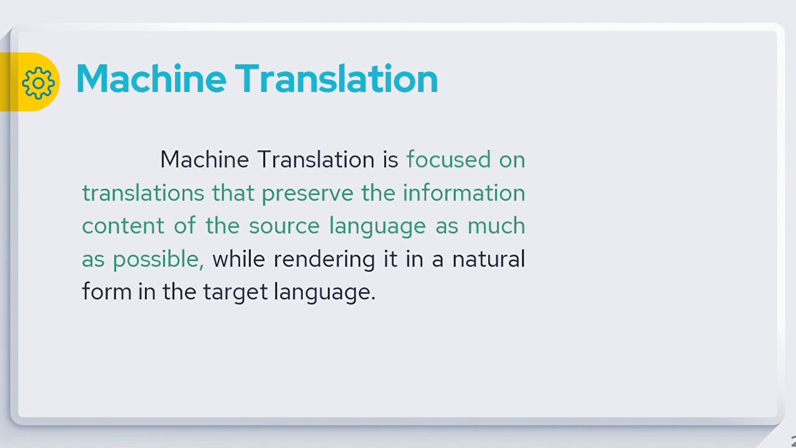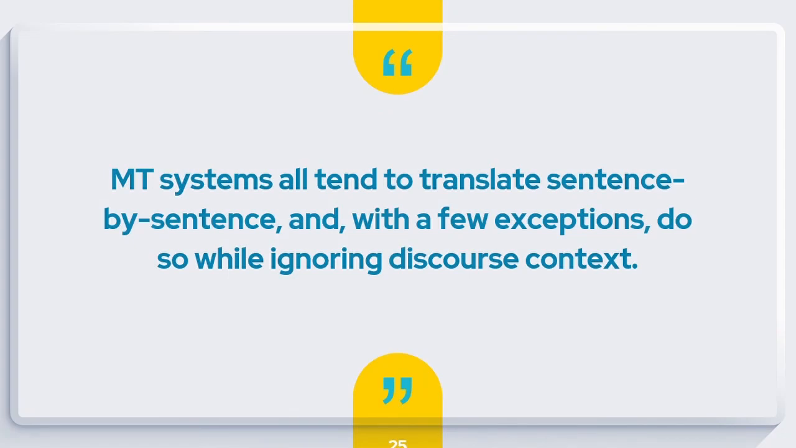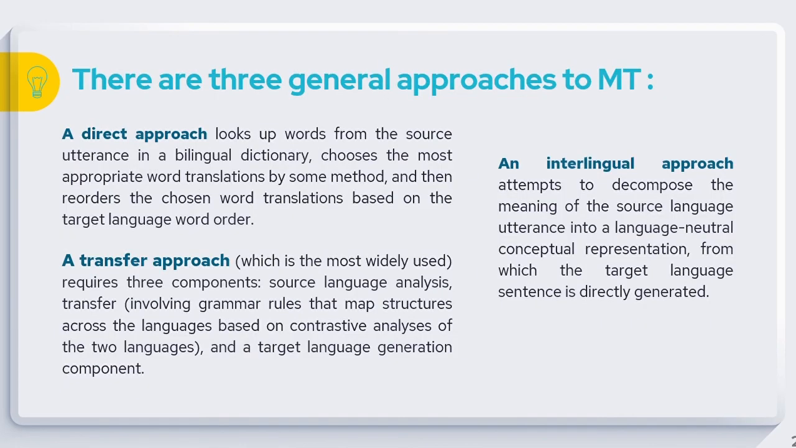Machine translation poses challenges to many areas of computational linguistics since it involves understanding utterances in one language and generation of utterances in the other. Machine translation systems all tend to translate sentence by sentence and, with a few exceptions, do so while ignoring discourse context. There are three general approaches to machine translation.